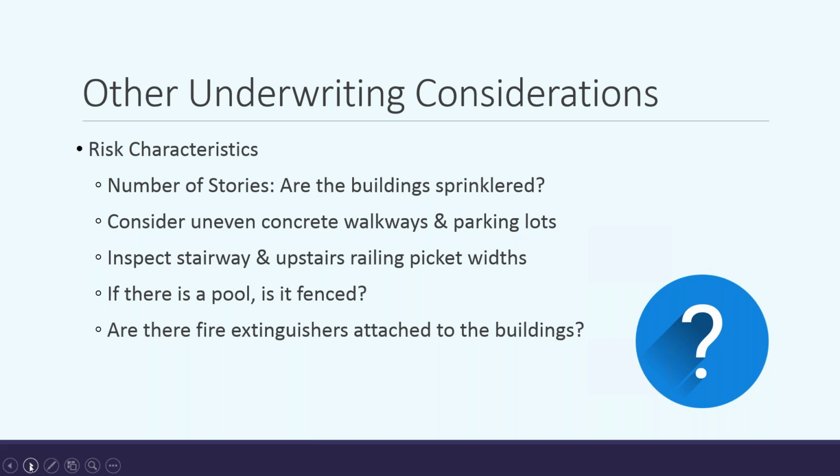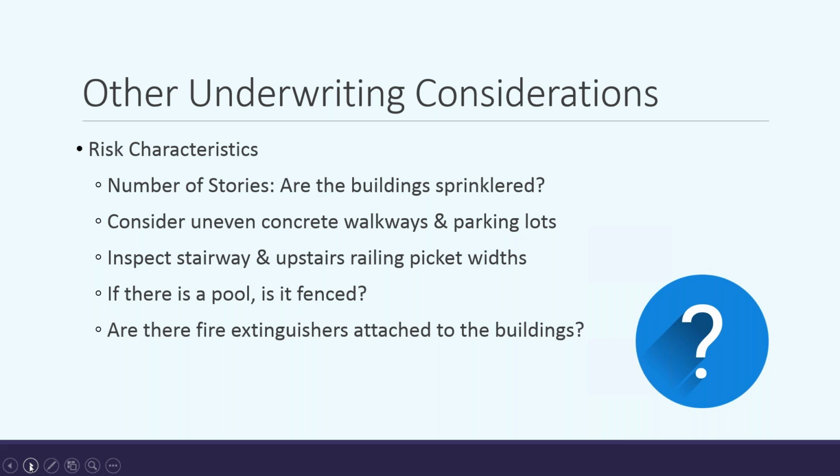Also, is the building sprinklered or is it not? 3 stories and above, typically on residential, is what's required to be sprinklered once you hit 3 stories. 2 stories is fine unsprinklered, and Michelle can actually elaborate on that if it's different, because underwriting changes all the time, by the way, so never assume anything. You always want to check.